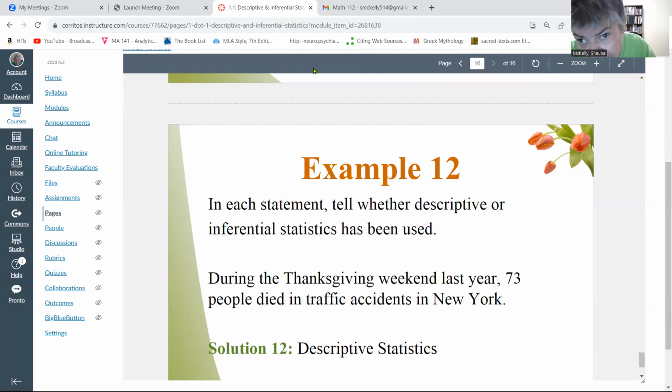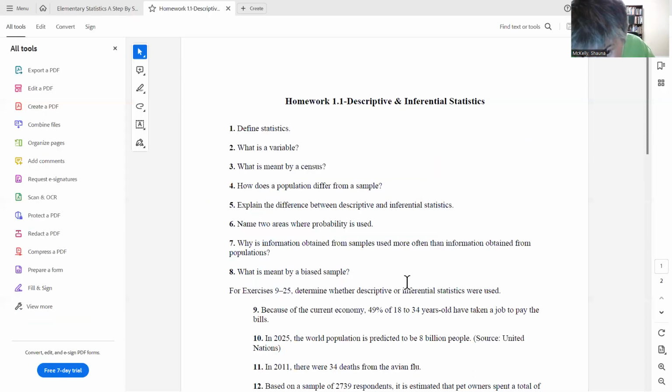So let me go back now to these three questions. Two areas where probability is used. Why is information obtained from samples used more often than information from populations? And what is meant by a biased sample? These actually come from the textbook, and let me show you where they are.